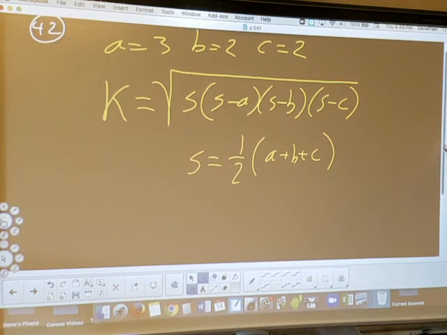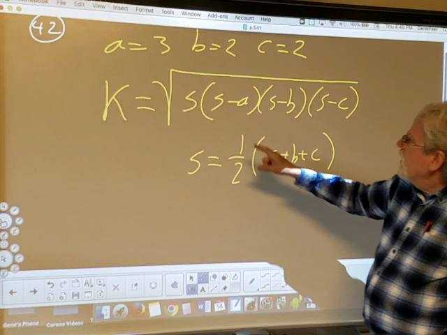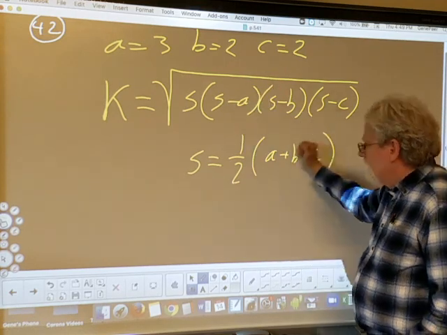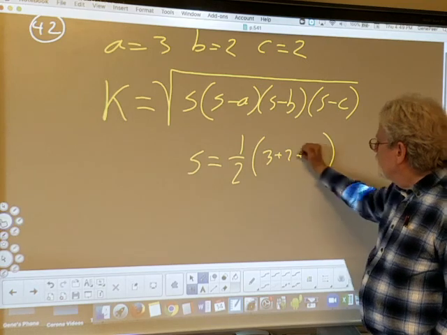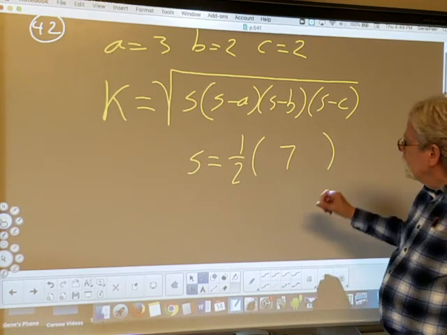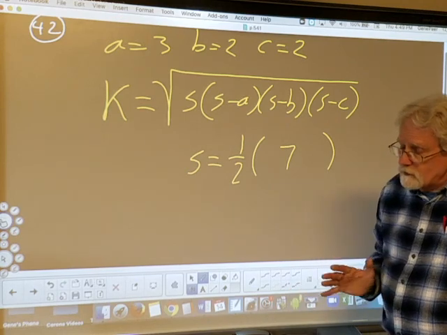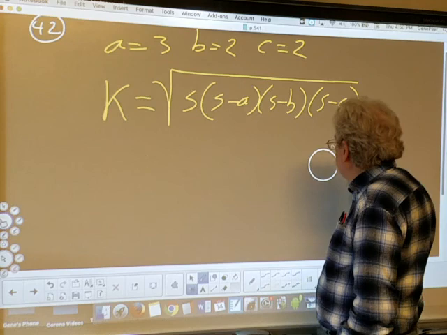So, we dive in with our numbers here. Let's find S first. S will be 1/2 of 3 plus 2 plus 2. They love those fractions, don't they? 3 plus 2 plus 2, that's going to be 1/2 of 7, which is 7/2. So S is, sorry, on the test I would not give you fractions, but it's going to be 7/2 for S.